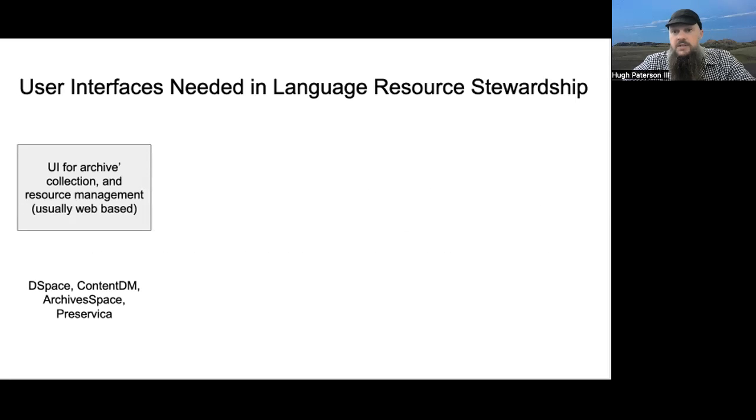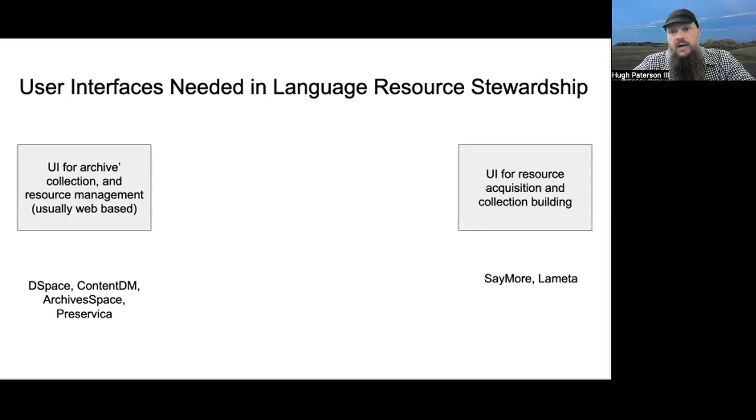So the first user interface that we know that we need to do good digital stewardship is a user interface for archive collection and resource management. This is usually a web-based interface, but we talk about content management systems like DSpace and ContentDM, ArchivesSpace, Preservica. These are content management systems that archives use to do the stewardship work that they do. And this is usually a staff-facing user interface.